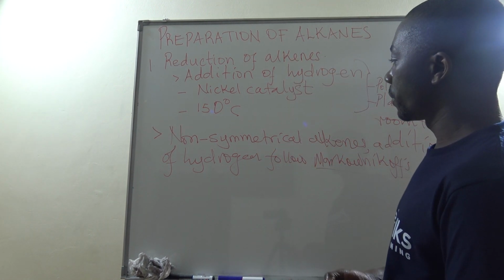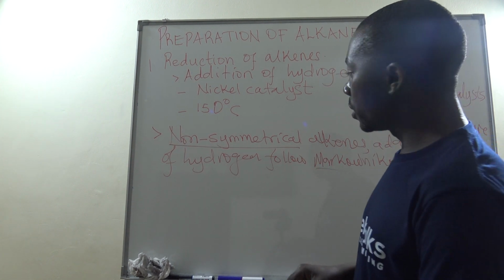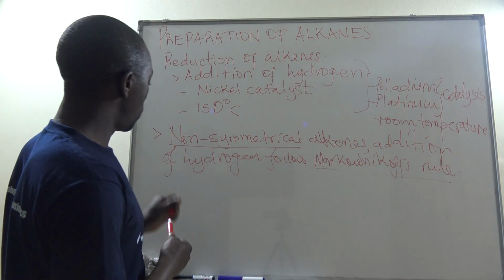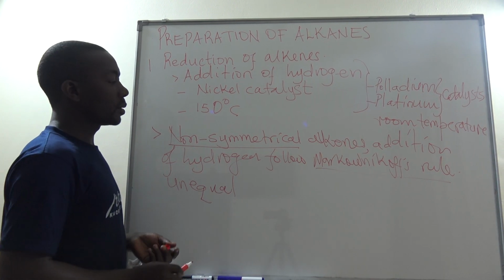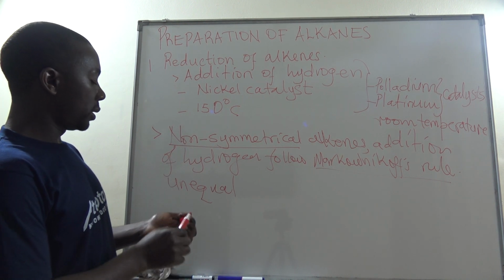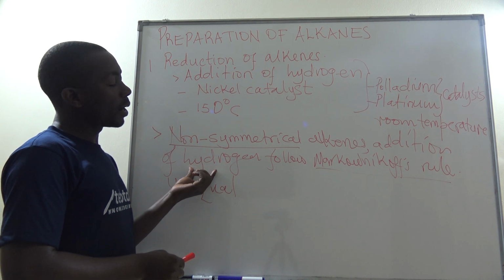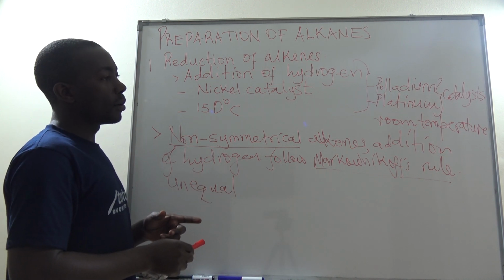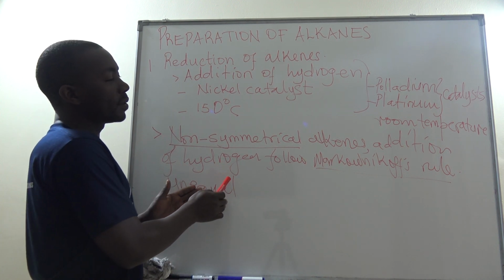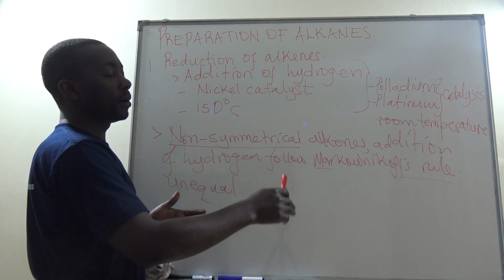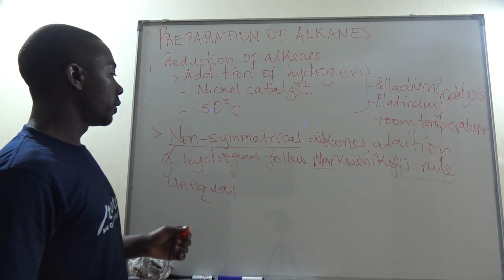the mechanism for this reaction. Now, non-symmetrical alkenes are alkenes which have got unequal hydrogens around the double bond. Take an example. One carbon has one hydrogen, and one has two hydrogens. Or one carbon doesn't have any hydrogen, and the other has one or two hydrogens. Such alkenes are said to be non-symmetrical.